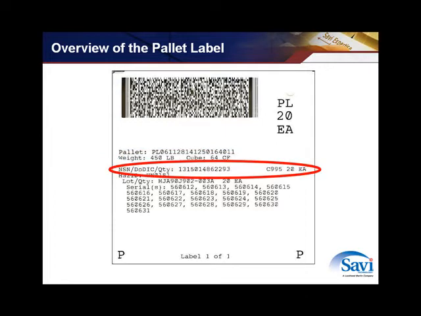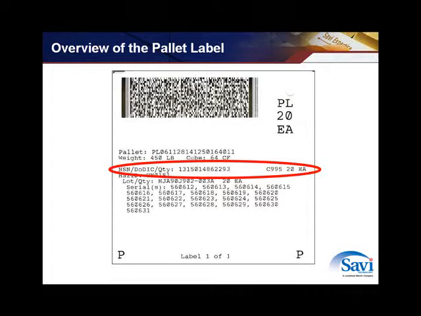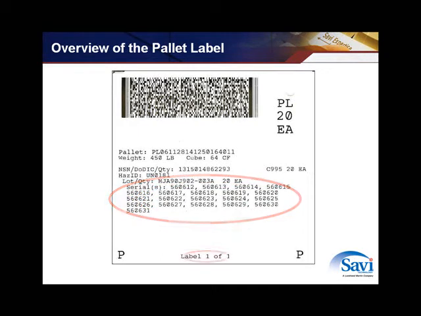This is the stock number, the DODIC, and the quantity of material on the pallet for this particular stock number. This is the hazard ID, which is also sometimes known as a UN number. This is the lot number and the total quantity of that lot on this pallet. This is a list of the serial numbers on this pallet.